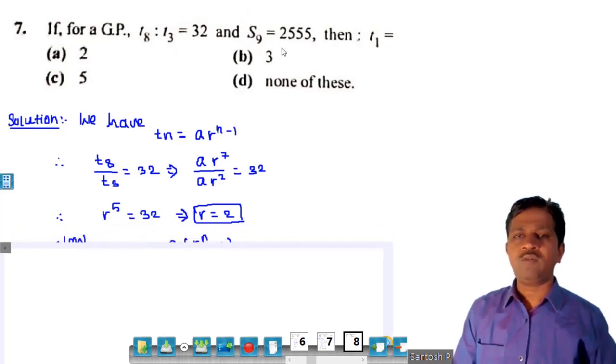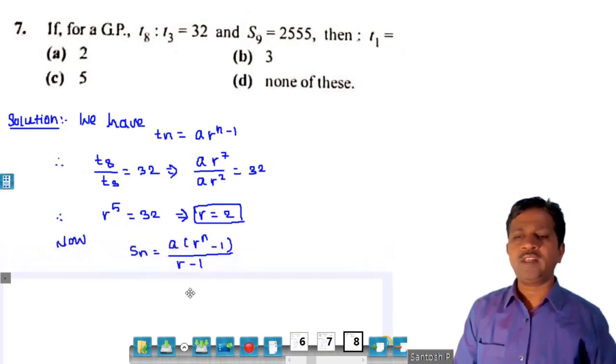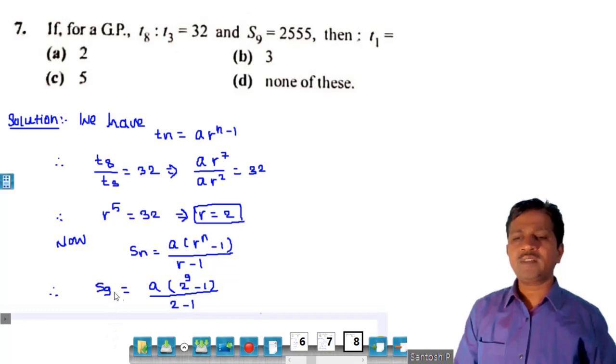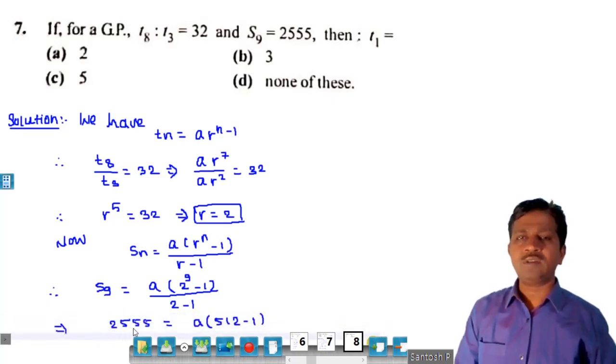Now using the formula for Sn, I would like to find the value of A. So S9 is given by the formula for Sn. Sn is given by A into R raised to n minus 1 upon R minus 1. In this formula, I will put n equals 9. So S9 will be equal to A into R raised to 9 minus 1 upon R minus 1. We have the value of R also, so we will put that here. S9 is equal to A, R is known, 2 raised to 9 minus 1 upon 2 minus 1. R is 2. So S9 is given as 2555.